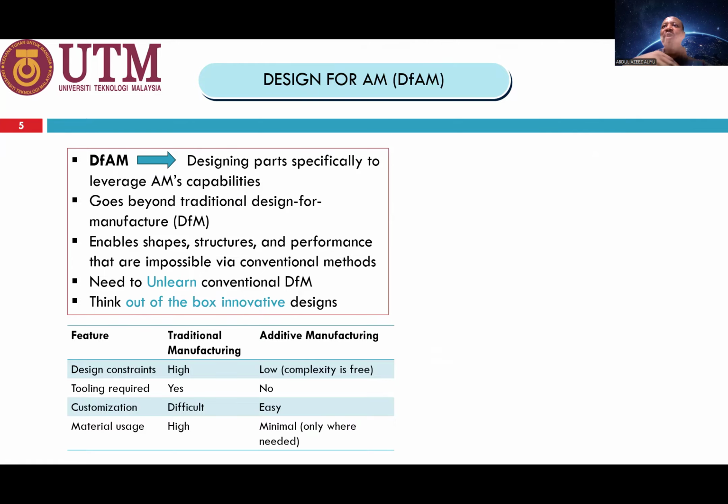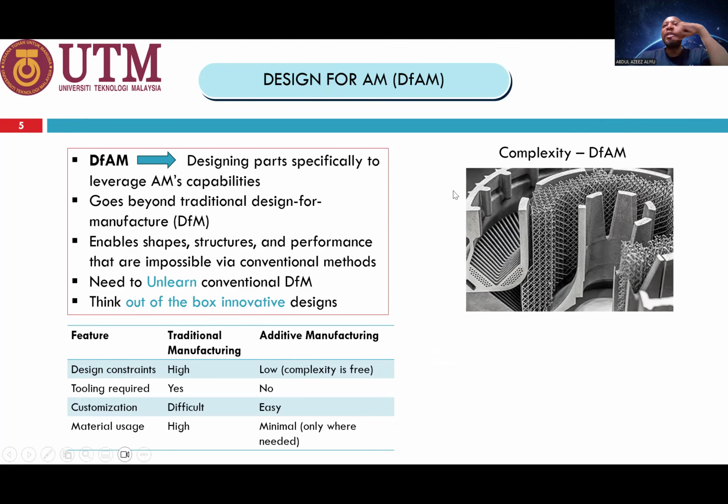So design for additive manufacturing is derived from design for manufacturing. You need to design the parts in such a way that you have better components, good components that cannot be realized using conventional methods. So you have to go beyond design for manufacturing. You have to think out of the box. Think in various ways that you can have a better design.